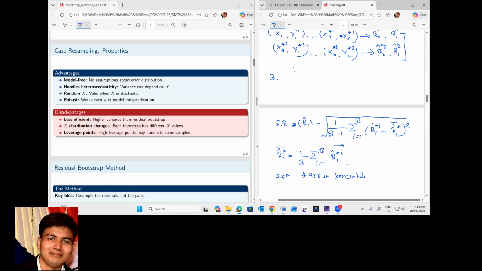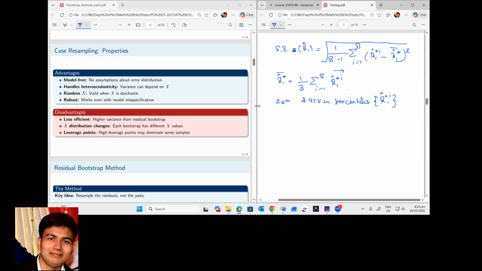Okay, percentiles of beta 1 cap star. So we can generate this percentile interval, the 95% confidence interval. This interval is based on the idea that the bootstrap distribution approximates the sampling distribution, so its quantiles can be used directly, and bias also we can find out after that.